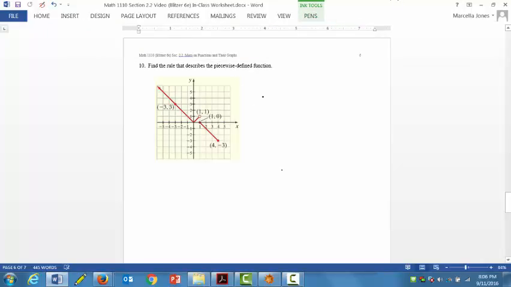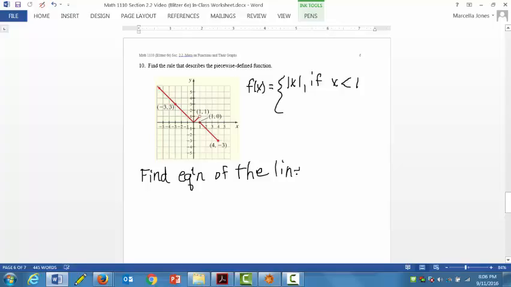Here, I'm given the graph, and I want to give the rule. So notice I have the absolute value of x for any value of x that's less than 1. Now to find the equation of this line segment, I need to first find the slope by using these 2 points on the line segment, (1, 0) and (4, negative 3).